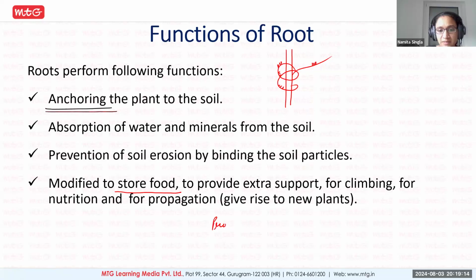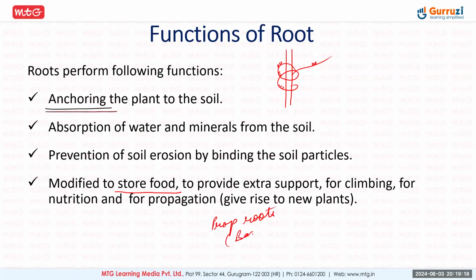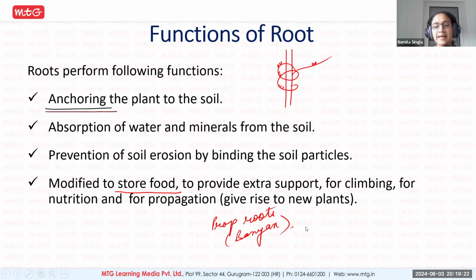Banyan tree, prop roots. Have you heard about them? Yes, ma'am. Banyan tree's roots grow down. They grow downwards, correct? Absolutely. So prop roots of the banyan tree grow downwards from the branches of this tree. They are hanging roots, and then they provide support. Ultimately, when their tip touches the soil, they grow into the soil and provide support to the entire plant. That's why banyan trees can survive for many years.